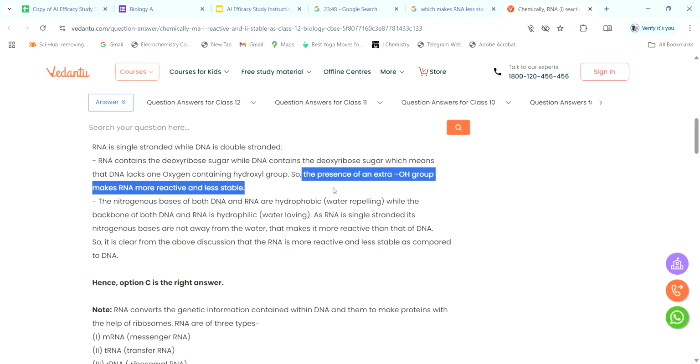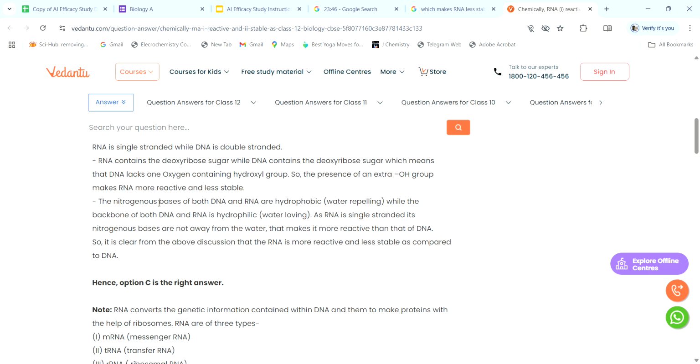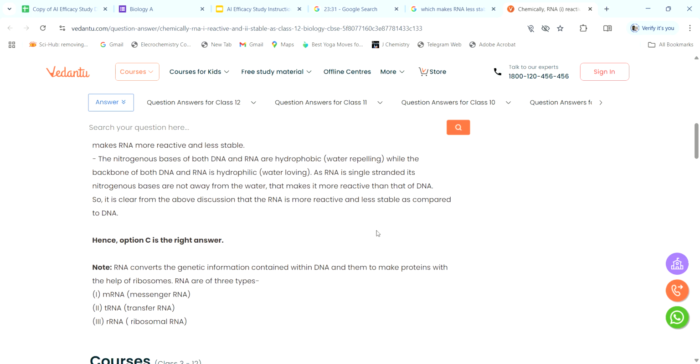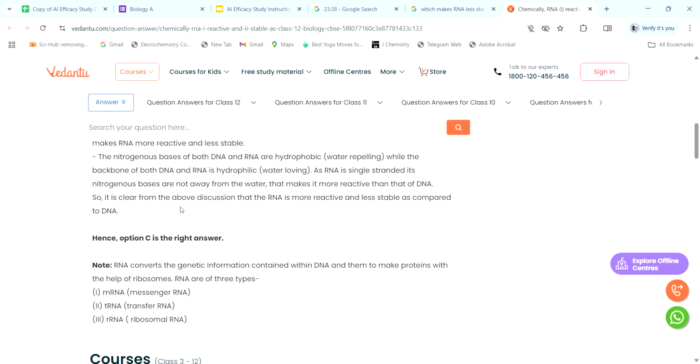So the nitrogenous bases of both DNA and RNA are hydrophobic, meaning water repelling, while the backbone of both DNA and RNA is hydrophilic. As RNA is single stranded, its nitrogenous bases are not kept away from the water. That makes it more reactive than DNA. So it is clear from the above discussion that RNA is more reactive and less stable as compared to DNA. Okay.